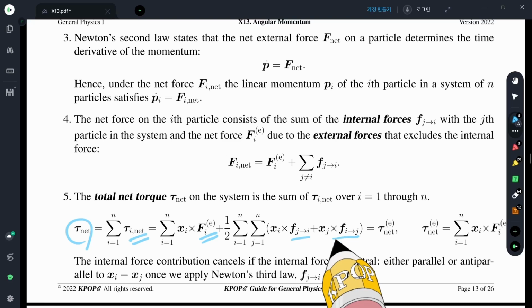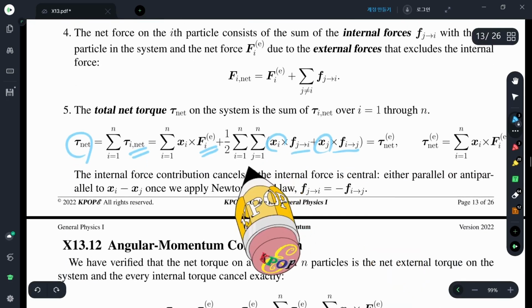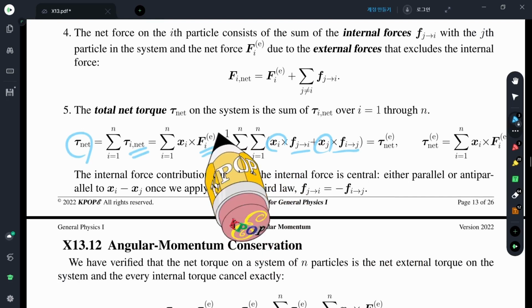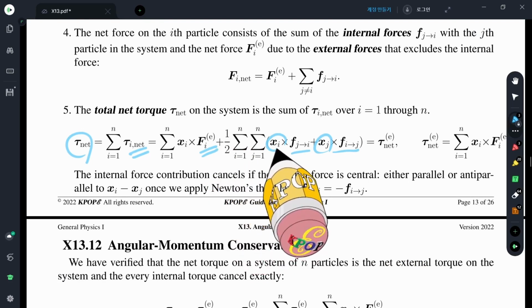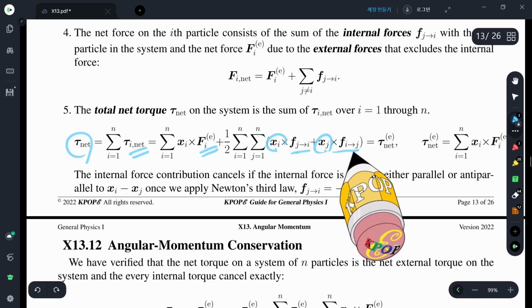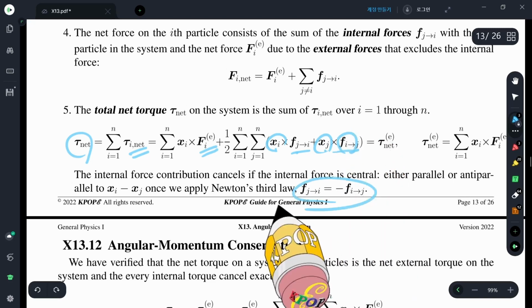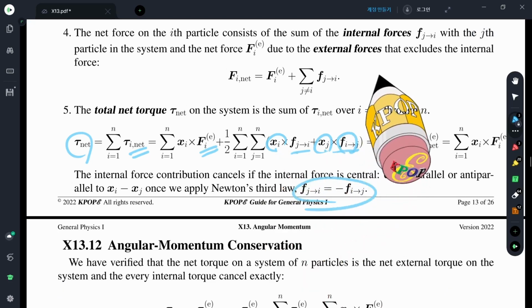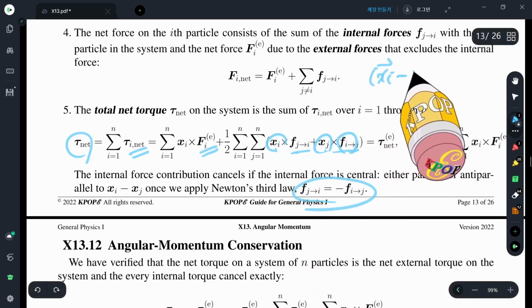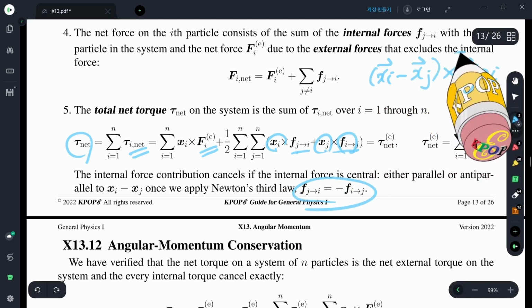In comparison with the previous calculation for the linear momentum conservation, we have a different piece, x cross. The summation is doubled and multiplied by 1/2. The two particles, xi and xj, exert on each other the same magnitude but opposite direction force, so I can replace this one with the negative sign. Then the sum of these two contributions becomes xi minus xj cross fji.